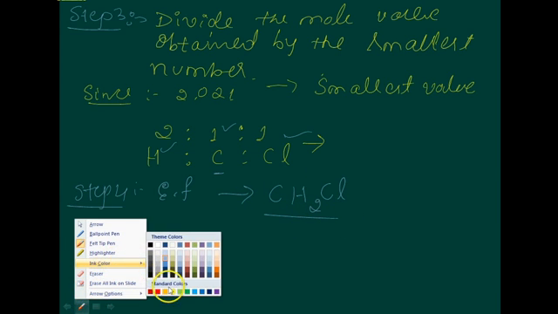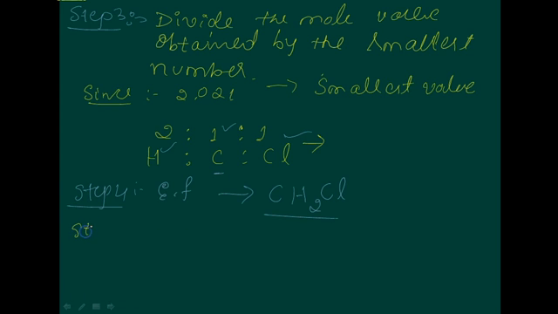Then next is step 5, writing about the molecular formula. How to write a molecular formula? So this is step 5. In the molecular formula, first determine the empirical formula mass. Add the atomic masses of the various atoms present in the empirical formula.